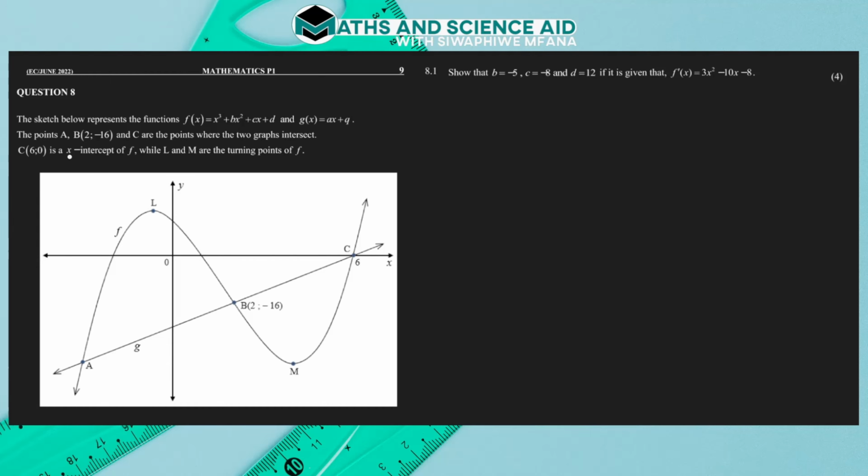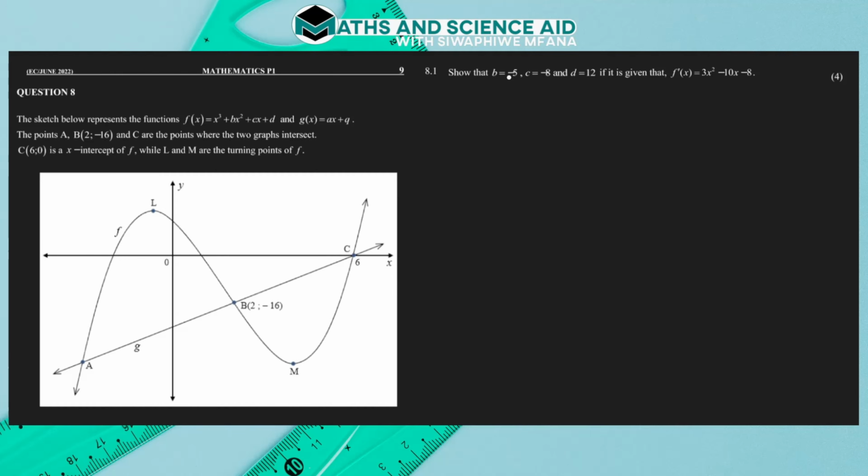C is an x-intercept of f, while L and M are the turning points of f. And that's also pretty much straightforward. We can indeed see that C is not only the x-intercept of f, but it's also the x-intercept of g. And then we can also see point L and point M, and that they are indeed the turning points of f. So, let us go straight into the first question, 8.1.